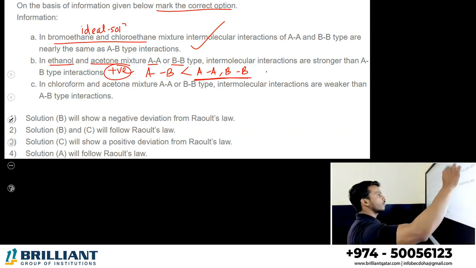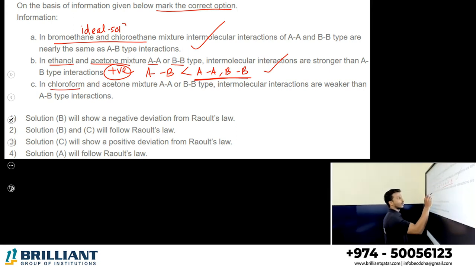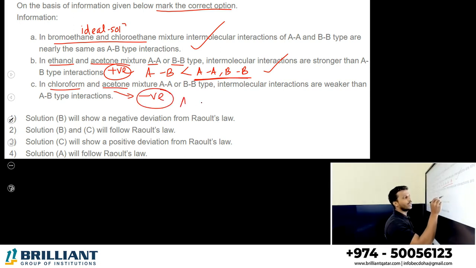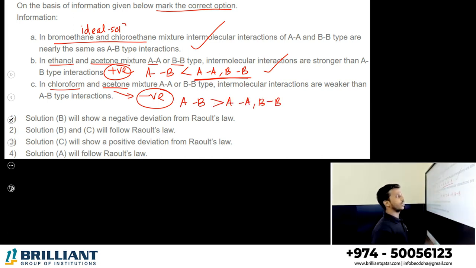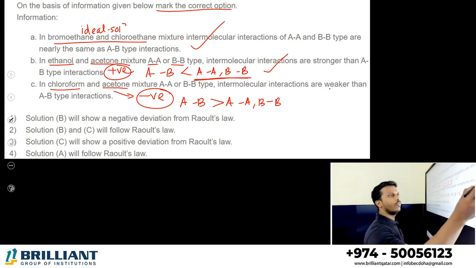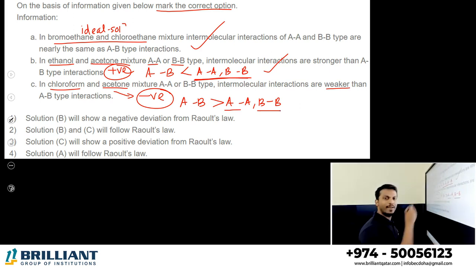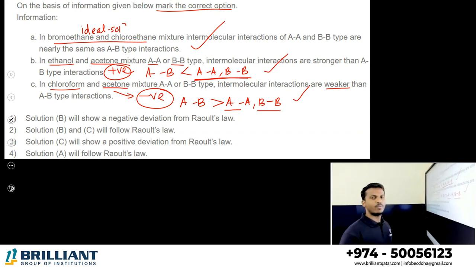Now, option C. In chloroform and acetone, we discussed this under negative deviation. What we studied in negative deviation? AB interaction is stronger than AA and BB interaction. What they are saying? AA, BB type intermolecular interactions are weaker than AB interaction. That's also statement wise, it is correct.